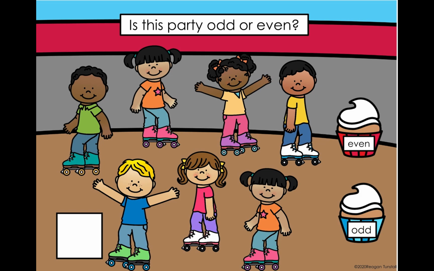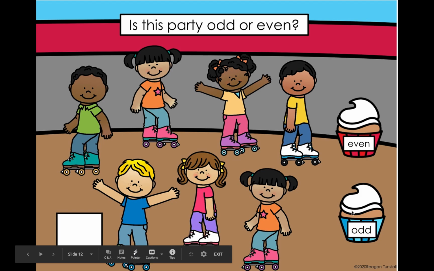I'm going to try my partner technique. So they have their buddies, the girls, the pigtail girls. Oh, this little cute blonde boy doesn't have a partner. This must be an odd number.